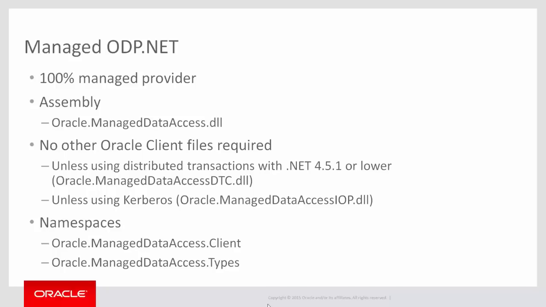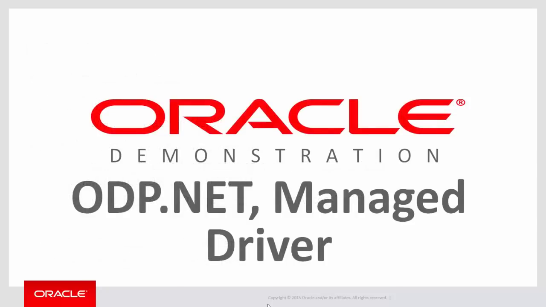In terms of namespaces, we've got oracle.managedDataAccess.client and oracle.managedDataAccess.types. The only difference is that instead of oracle.dataAccess.client and oracle.dataAccess.types, we add the word managed. Everything else is basically the same, except for setting up your connection strings and your .ora files, which I'll explain in a minute. Everything else in terms of developing your application will be virtually the same when you use managed ODP.NET. So let's take a look at a few demos about how to use it.